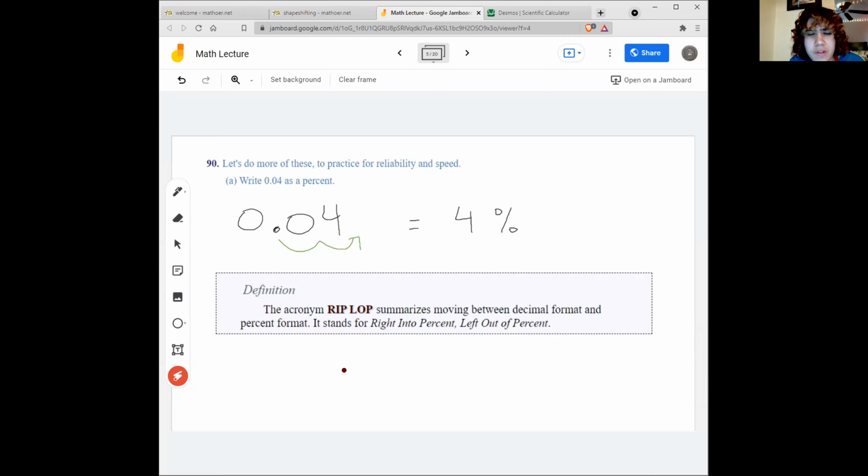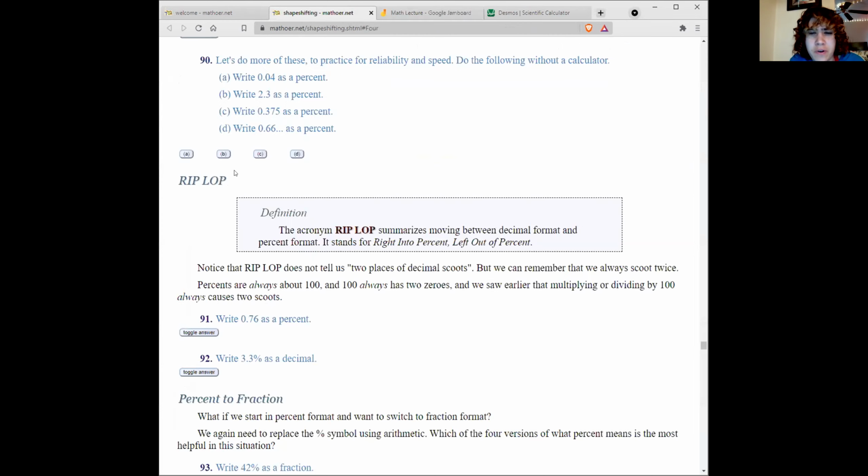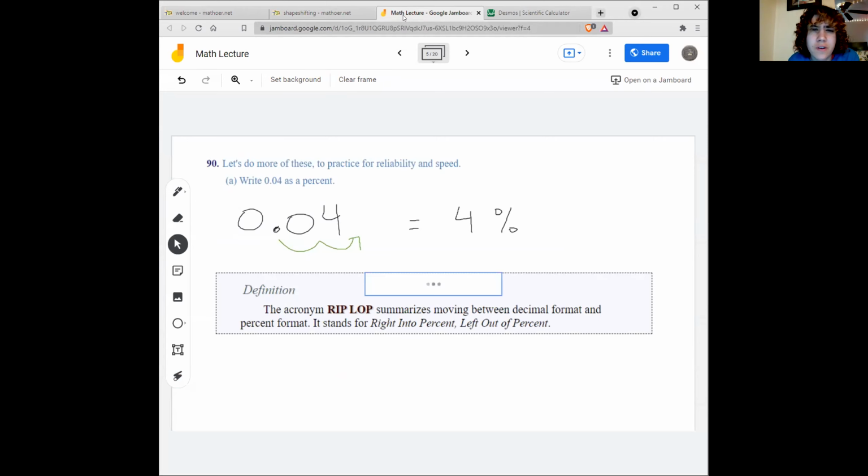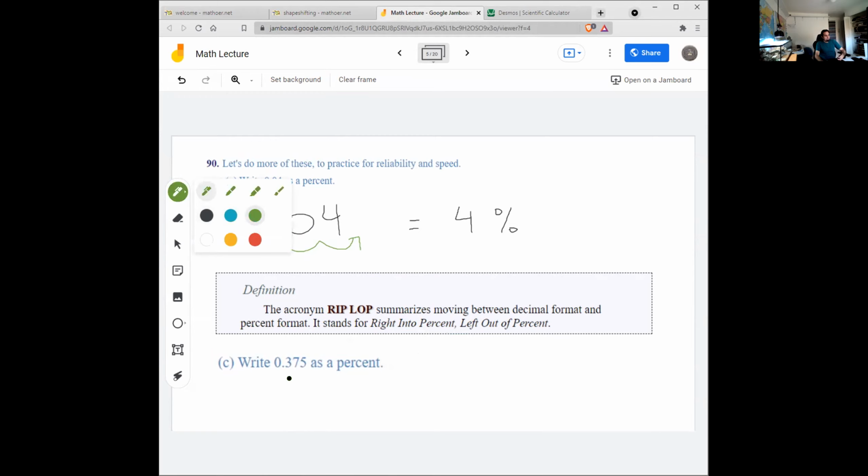Could you do an example where it goes past 100? So same thing, I'm going to scoot twice and get 37.5%. My art is poor. That work? Okay.